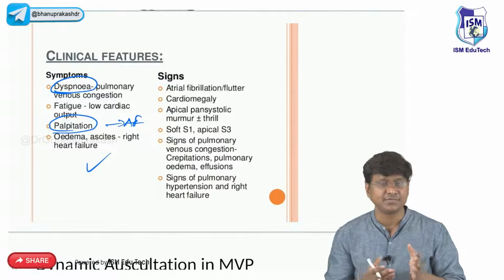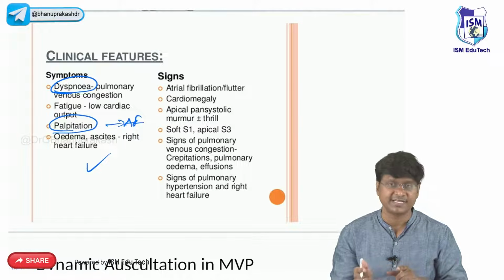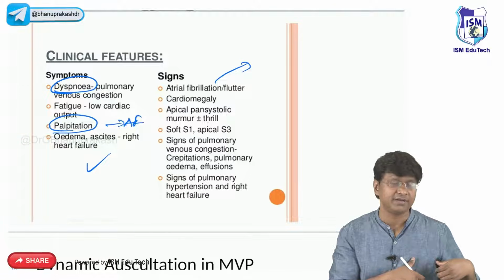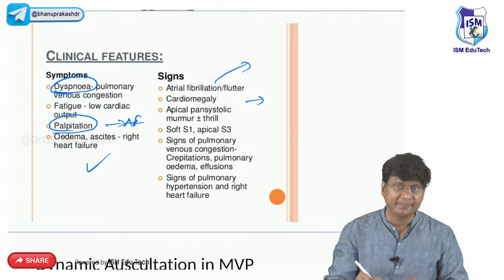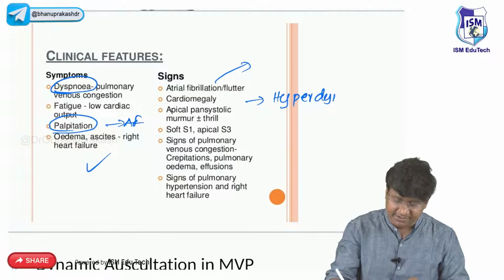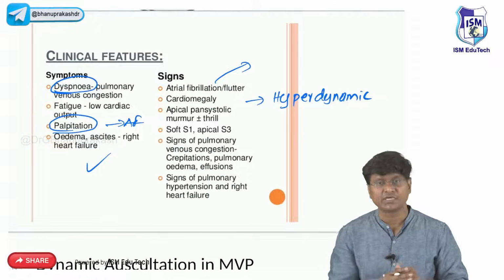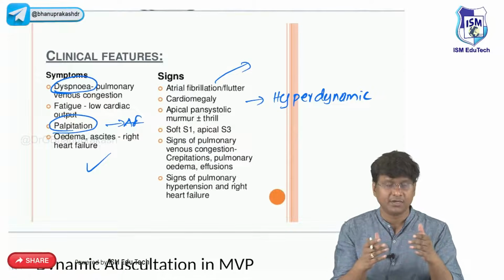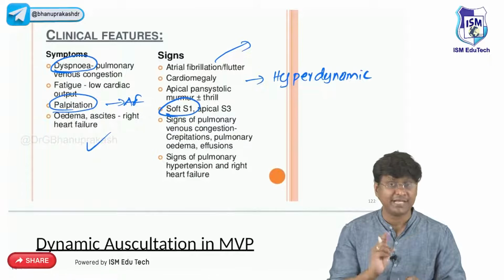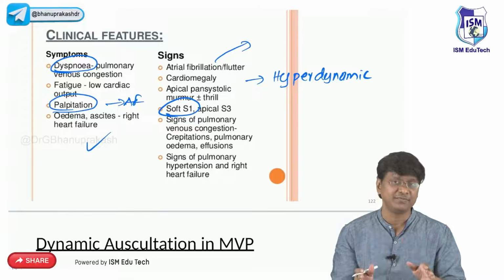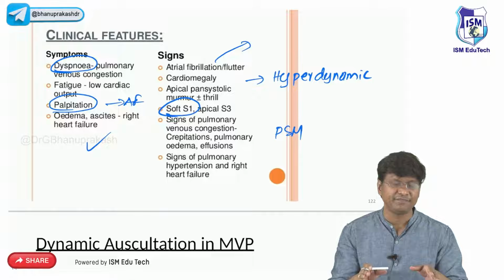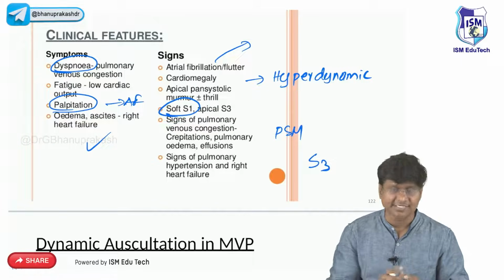Then what are the signs that you will come across in MR? One is, once there is atrial fibrillation, you will have an irregular pulse, and there will be volume overload left ventricular hypertrophy. So how will be the apical impulse? The apical impulse will be hyperdynamic. Then you take auscultation. See, the S1: your mitral valve is not closing completely, so your S1 will be soft. Then the murmur is very important here, that is the pansystolic murmur. And because there is development of left ventricular failure in this patient, you will also listen to S3.